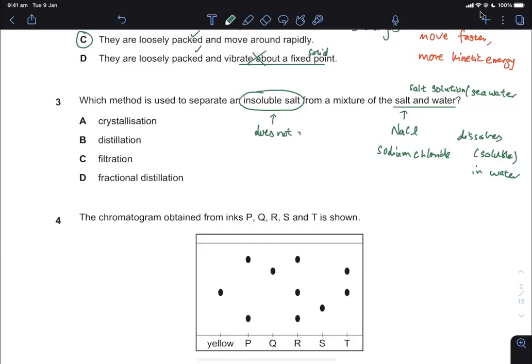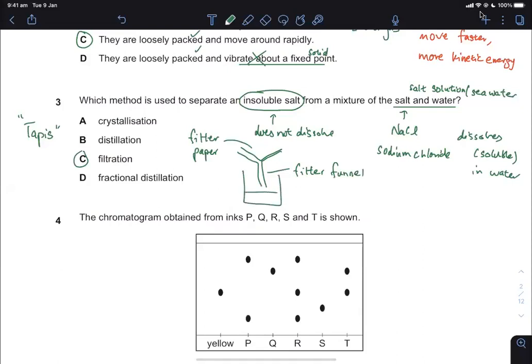Oh, actually, this is a very, very simple question. Something that dissolves, something that doesn't dissolve. Then this is what you call in Malay, tapis. So this is just filtration because this is insoluble, this is soluble. So what you do is you have a filter paper. So this is the setup, the filter paper. They can ask you to label apparatus, by the way. This is your filter funnel. Then you will have something pass through, and then you will have the solid remains there.